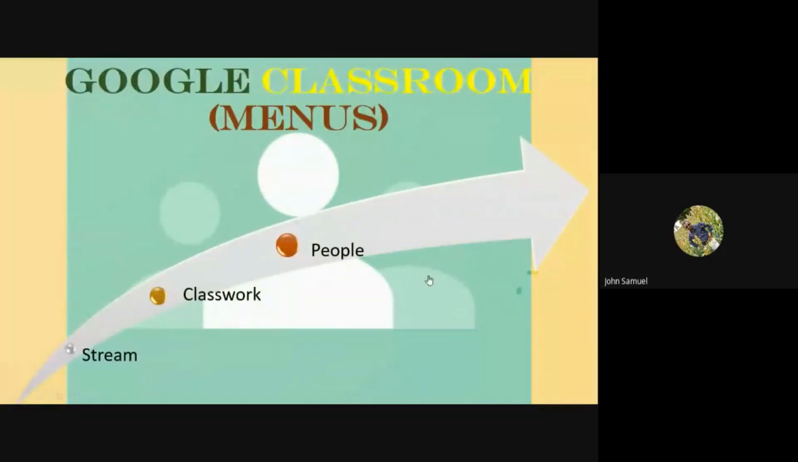And one more menu is called the grades menu. Here we are going to see the overall grades, such as the class average. So this is only for teachers and co-teachers.